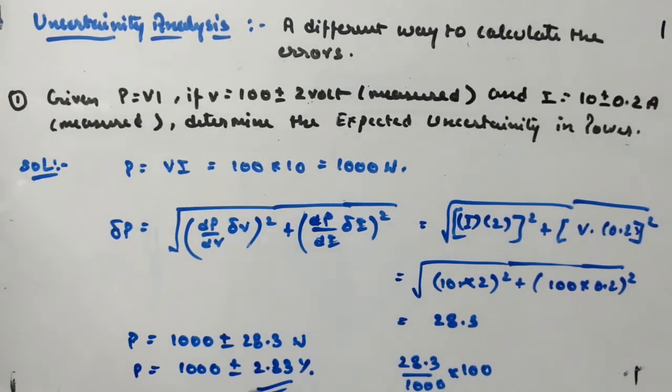Okay, so you can write power now properly, 1000 watt plus minus 28.3 watt, or if you want to write in percentage, 28.3 divided by 1000 into 100, that comes out to be 2.83%. So your power will be 1000 watt with plus minus uncertainty of 2.83%.